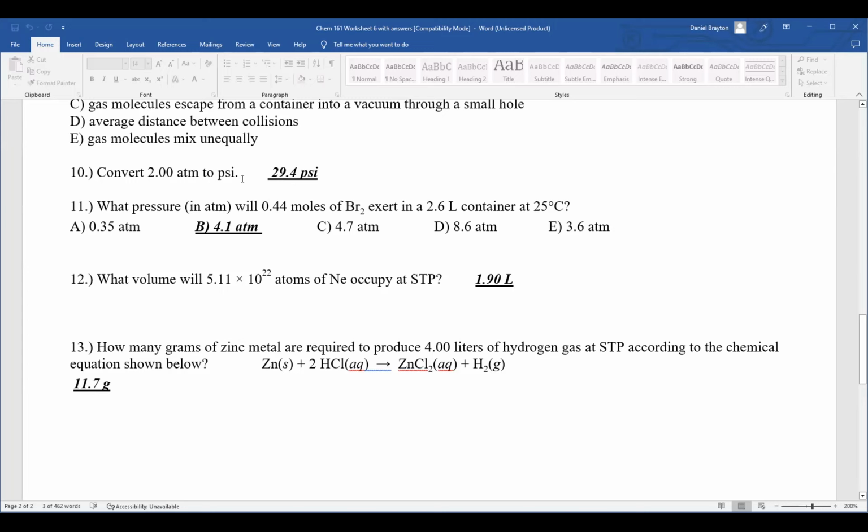PSI is pounds per square inch, if you haven't heard of it or thought of it in a while, and again, it's more of an engineering term, but it's a simple math conversion. It's 14.7 per atmosphere, so you would just do 2 times 14.7. So that's a pretty quick and easy one, a good example of a quick one on the test to make up for the ones that are a bit longer.